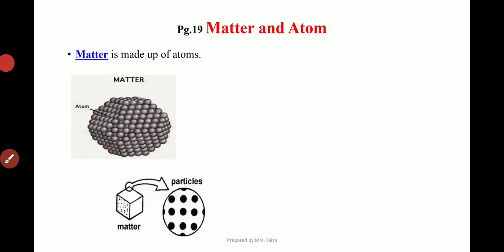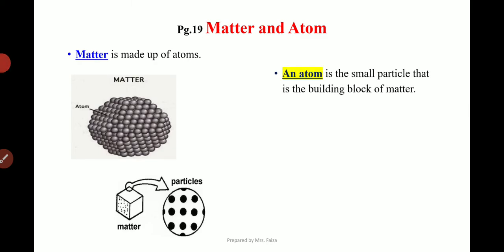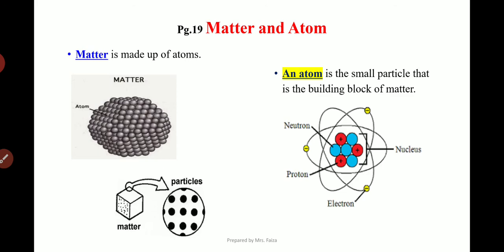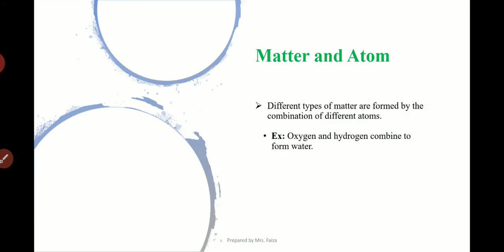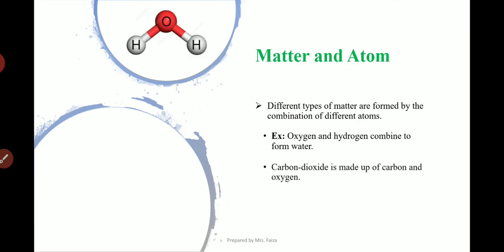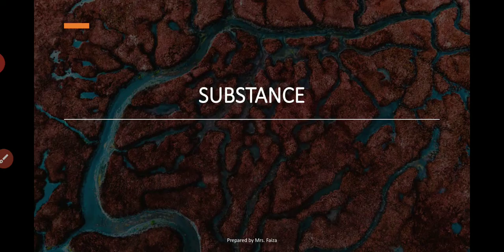Matter has particles. An atom is a small particle that is a building block of matter. They have neutrons, protons, electrons, and the nucleus. Different types of matter are formed by the combination of different atoms. For example, oxygen and hydrogen combine to form water, H2O. Carbon dioxide is made up of carbon and oxygen atoms.